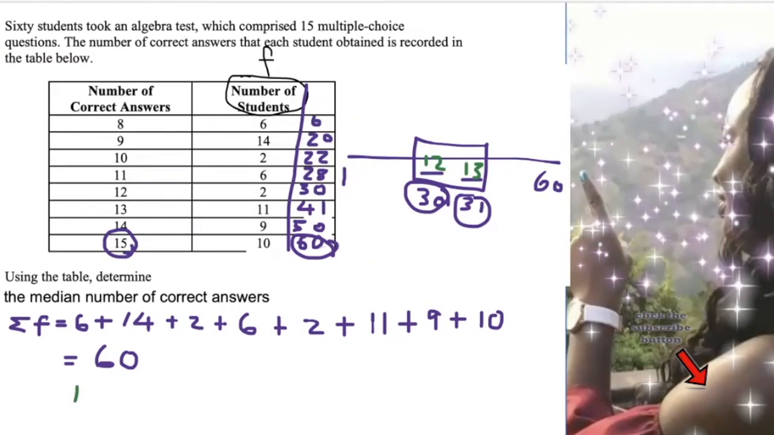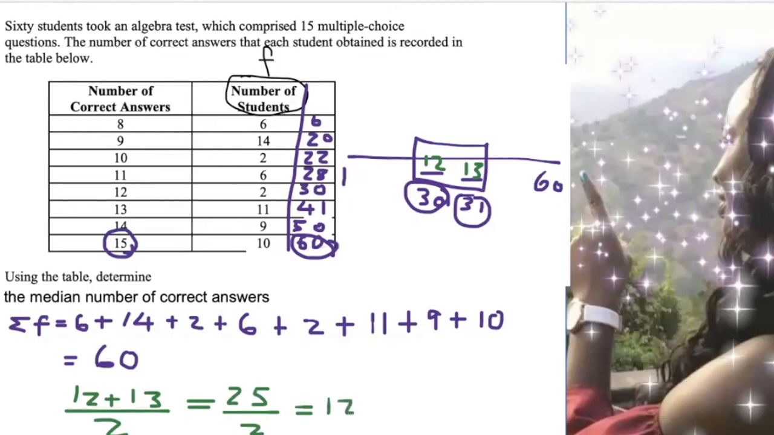So to find the median, I will have 12 plus 13 divided by 2. 12 plus 13, that's 25 divided by 2. So the median is 12.5.